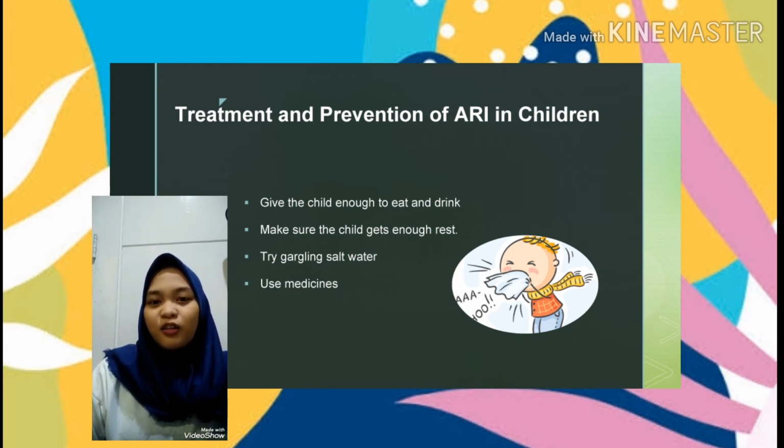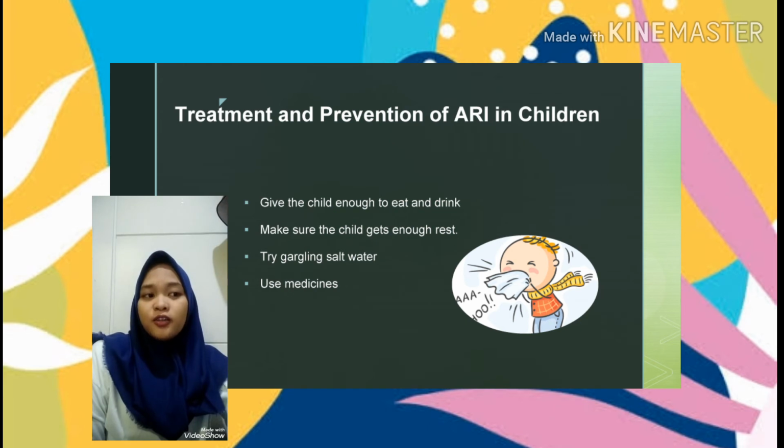3. Try gargling salt water. When exposed to ARI, the child will feel a cold and sore throat. These complaints can be overcome by gargling warm salt water. The trick is to mix a glass of warm water with 2 teaspoons of salt and dissolve it. After that, ask the child to gargle with salt water and then spit it out. Although effective enough to relieve the symptoms of ARI in children, this method should only be done on children over 8 years.